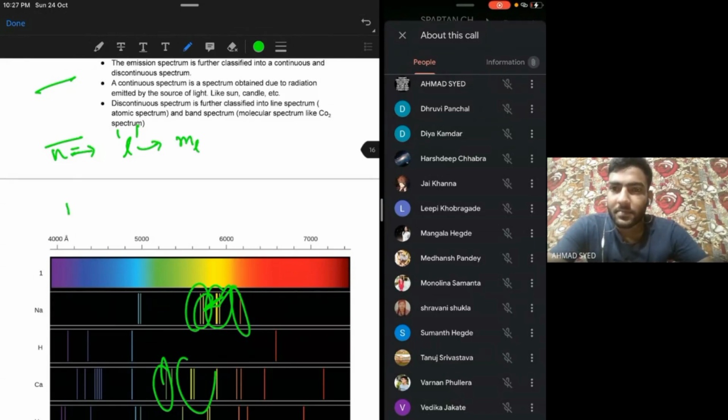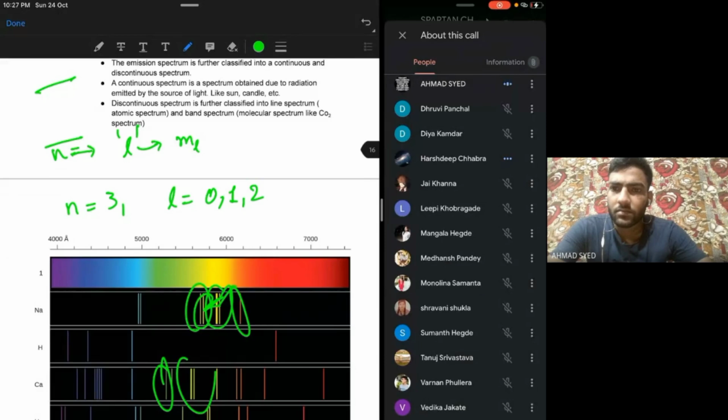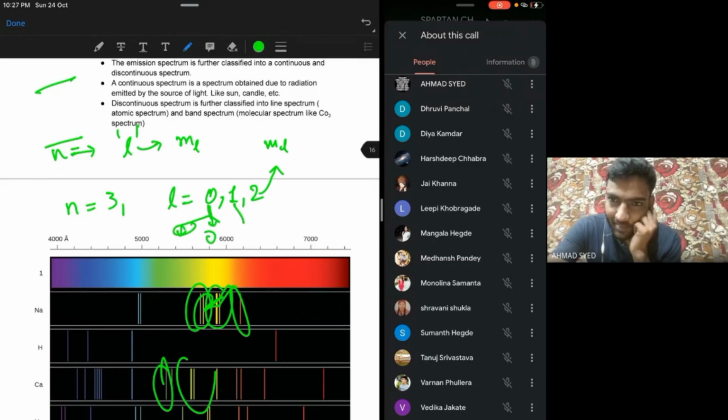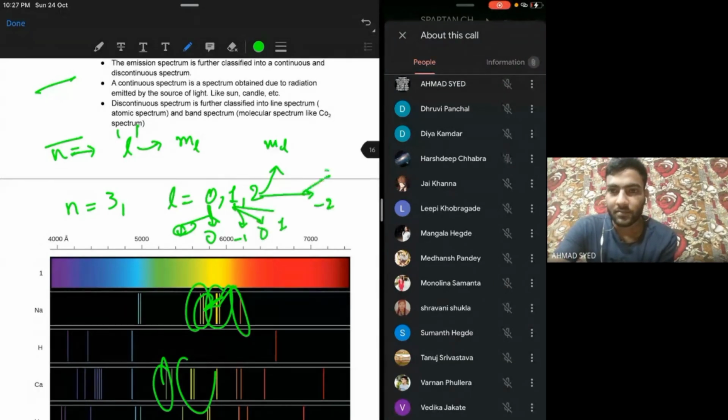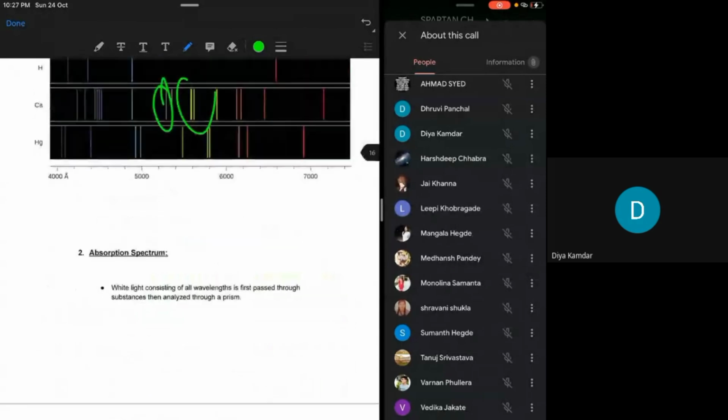So if n is 3, l will be what? 0, 1, 2. And for each l, there will be m_l. m_l will be 0 here. Here it will be -1, 0, 1. And here it will be -2, -1, 0, 1, +2. So this is how we are explaining these lines.